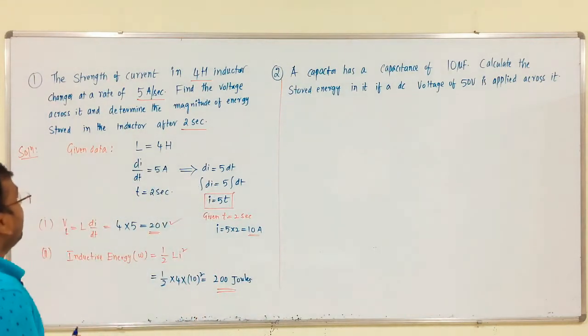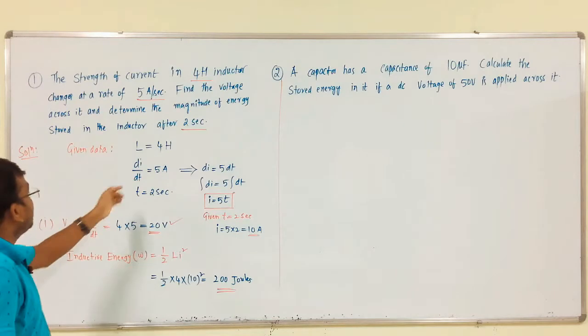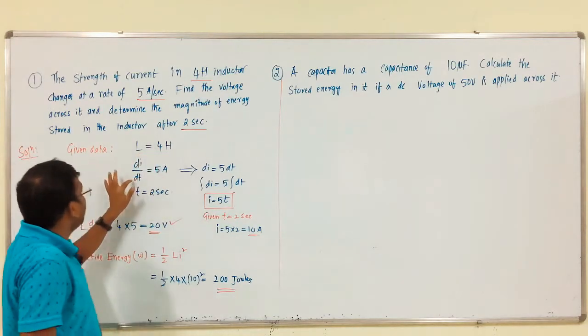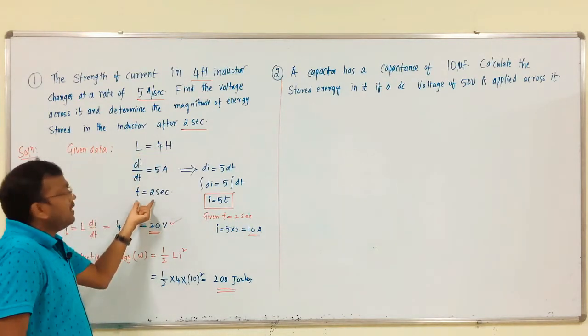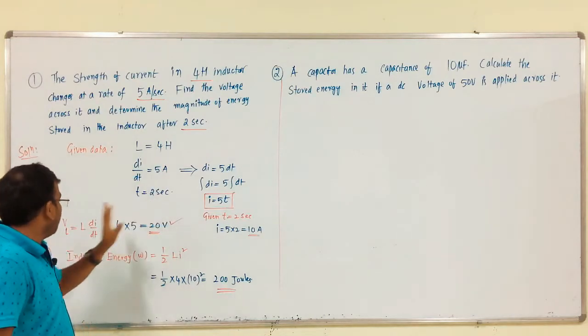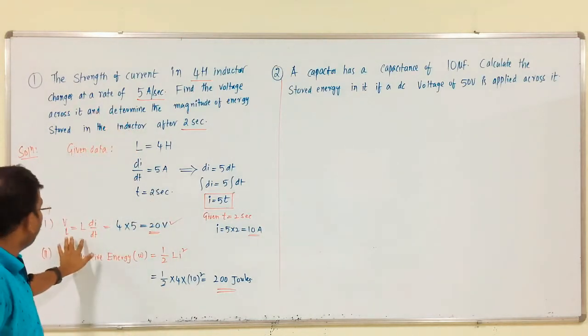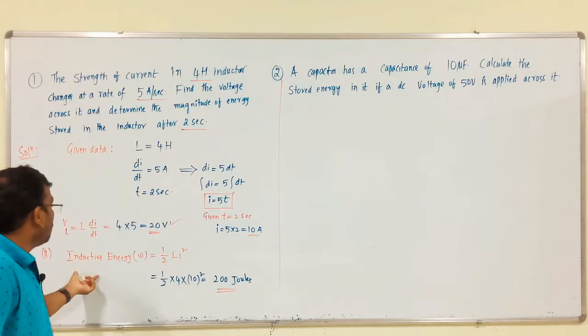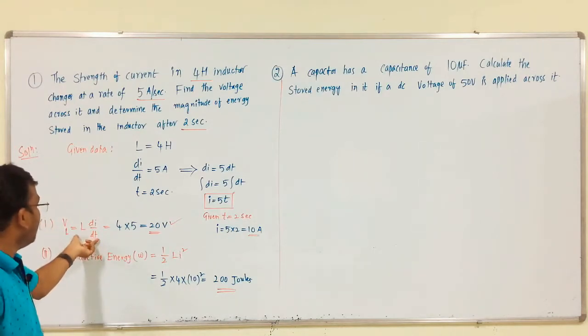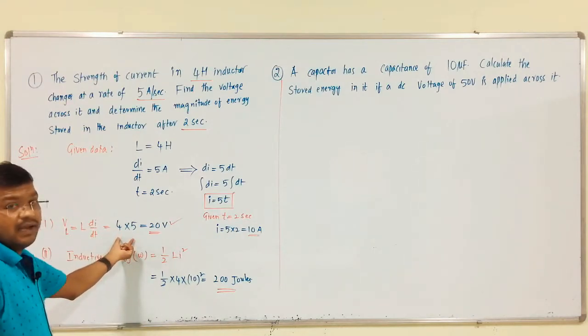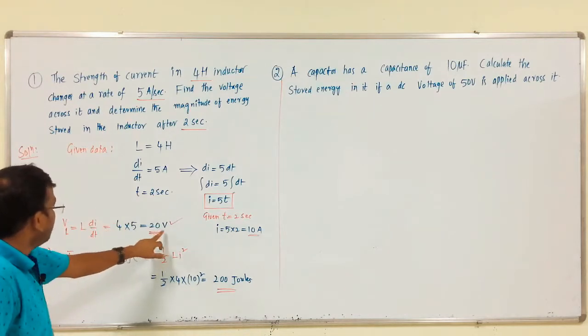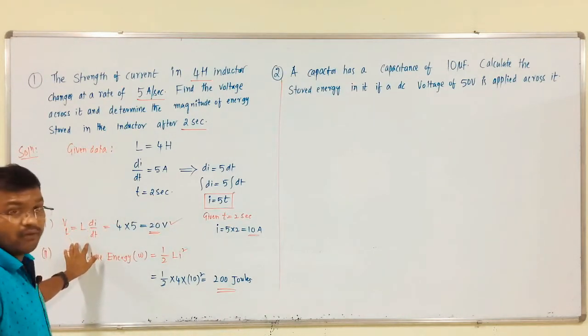Simple. First, write the given data, that is L is given as 4 Henry, the rate of change of current is 5 amperes per second, given time is 2 seconds. So, from this we want the voltage across the inductor and the energy stored in it, that is L into di by dt. Substitute the data given in the problem, that is 20 volts of voltage we have got.